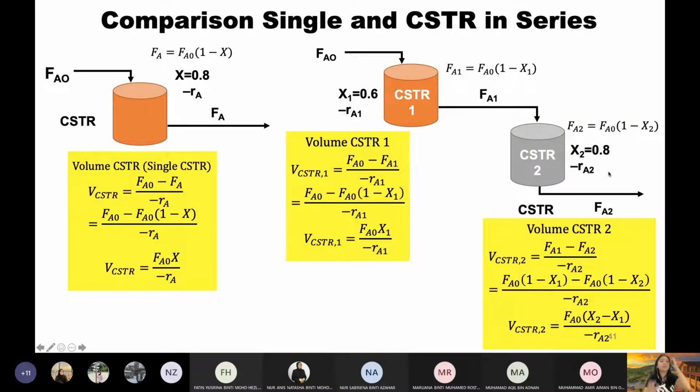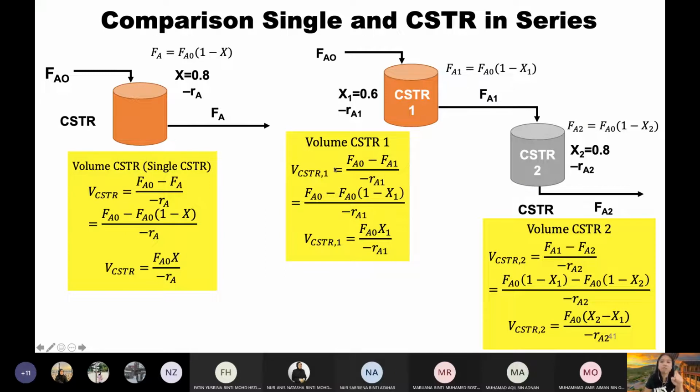Meaning the conversion from first reactor 60%, they further converted the A now become 80%. So reactor pertama only 60% A converted. Reactor kedua now become 80% of A converted. You can see the conversion increases. Okay, you understand that? Now we talk about the design of the reactor, how to calculate the volume.